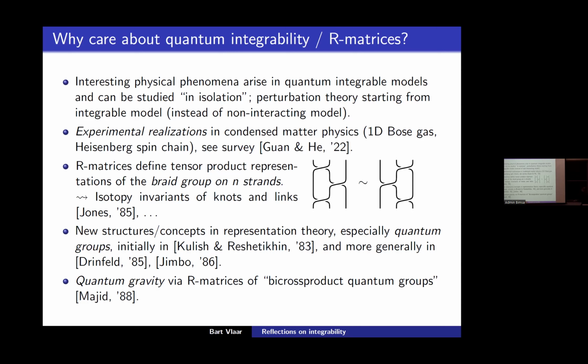So this is this physics perspective, that new structures arose in representation theory that originated in the question about how to find solutions of this Yang-Baxter equation. And this is really quantum groups, the story of quantum groups. Initially, the first example was found in '83 by Kulish and Reshetikhin. More generally, a whole class was found by Drinfeld and Jimbo. Now we call them Drinfeld-Jimbo quantum groups. And maybe another type of R matrix, from a completely different perspective here, is that you can also approach or study quantum gravity using these kinds of structures.